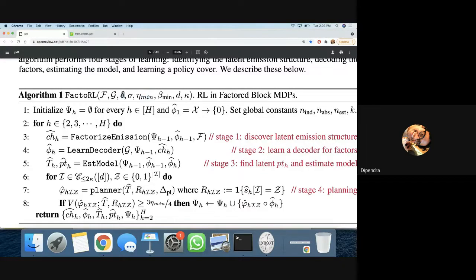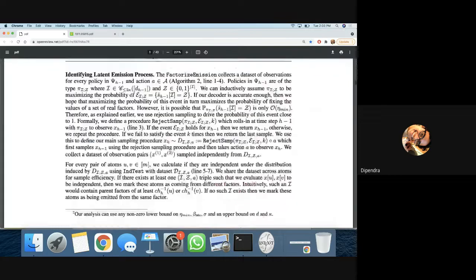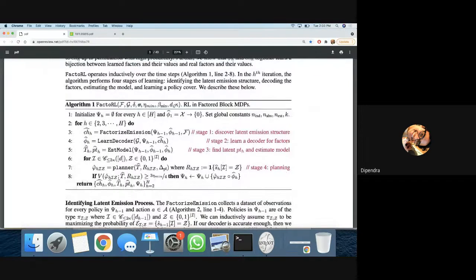Yeah, so these are the parameters. Delta is the failure probability. I'm not sure what sigma is off the top of my head. But that's about 1, 2, 3, 4, 5, 6 hyperparameters that we assume.